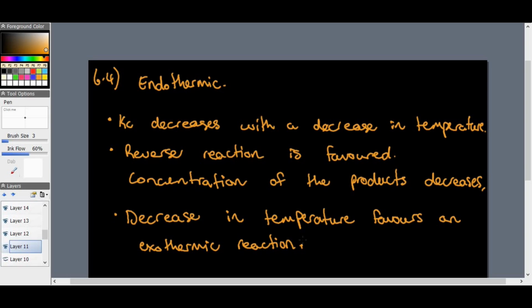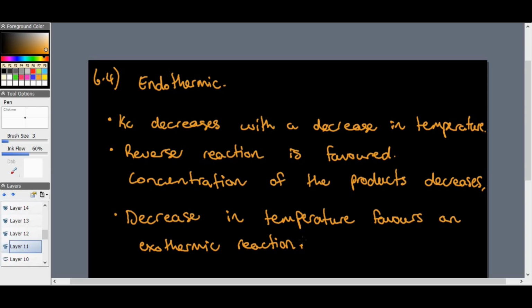We could explain it the opposite way, that obviously the Kc value increases with temperature. If there's an increase in temperature, the value of Kc will increase. If that is the case, no longer will the reverse reaction be favored, but the forward reaction will be favored. Now the forward reaction we know is endothermic. If there's an increase in temperature and the Kc value also increases, the concentration of the products would increase and the concentration of the reactants would decrease.